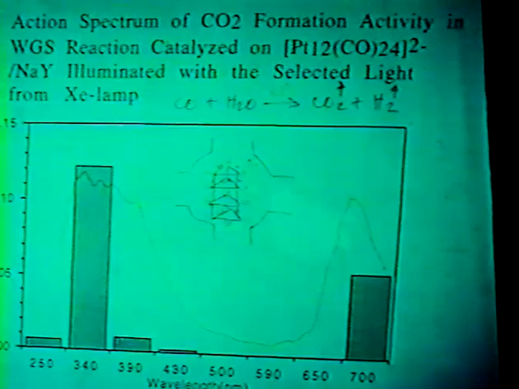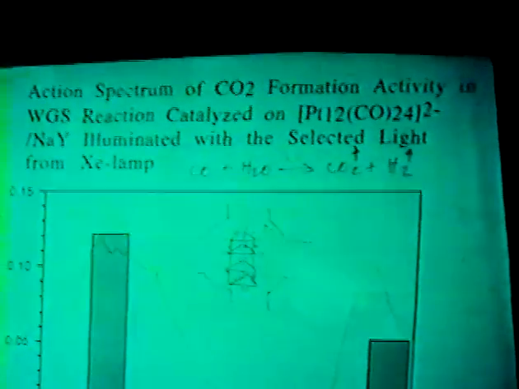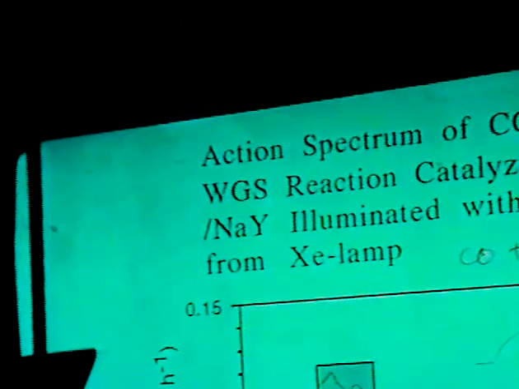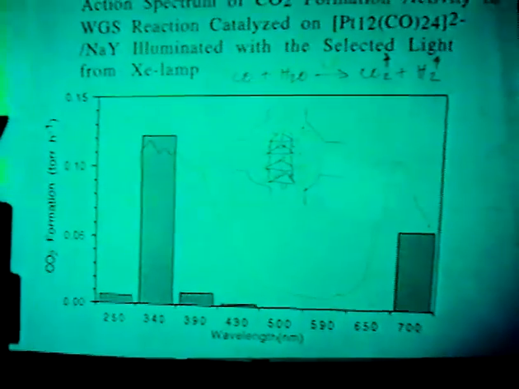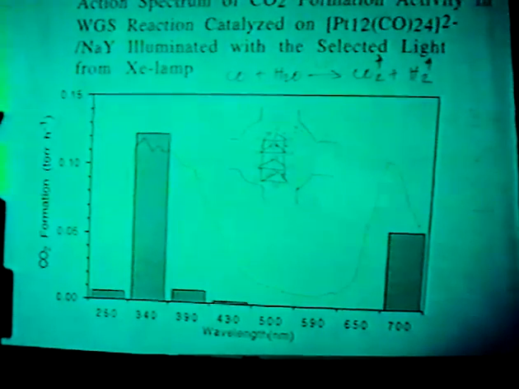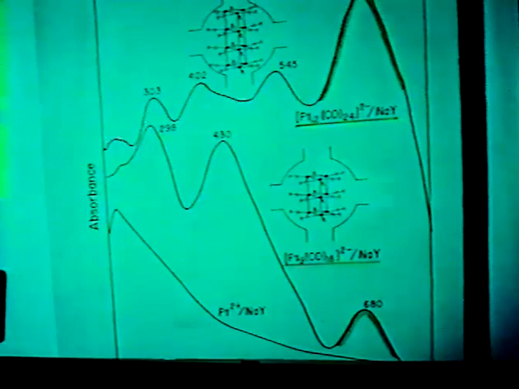We studied the dependency on the wavelength of light, using a cutoff filter to select the light from the xenon lamp. We observed that the maximum enhancement of the water gas reaction exists in a region of 350 to 700 nanometers. This maximum region for the enhanced water gas reaction exactly corresponds to the maximum peak of the UV spectra of this platinum 12 carbonyls.